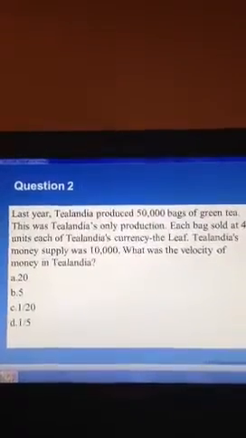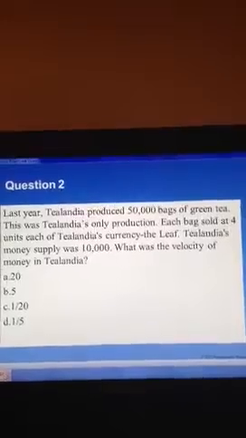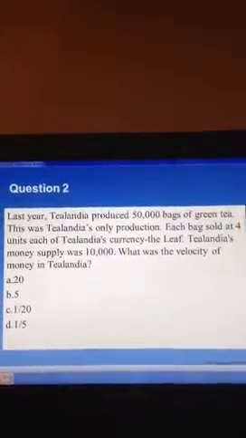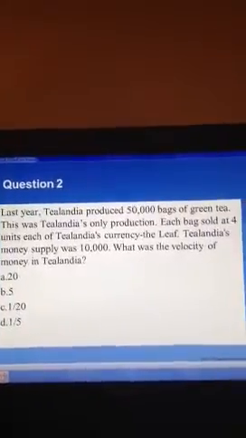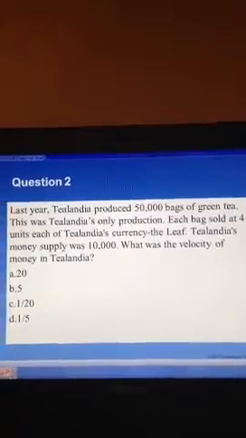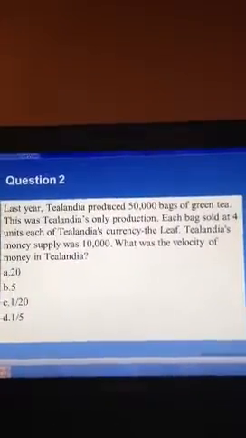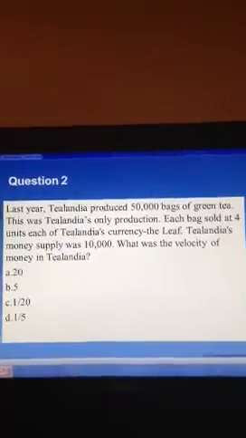The next question you have is, last year, Thailandia produced 50,000 bags of green tea. This was Thailandia's only production. Each bag sold at 4 units each of Thailandia's currency, the leaf. Thailandia's money supply was 10,000. What was the velocity of money in Thailandia? A, 20, B, 5, C, 120, or D, 1/5.